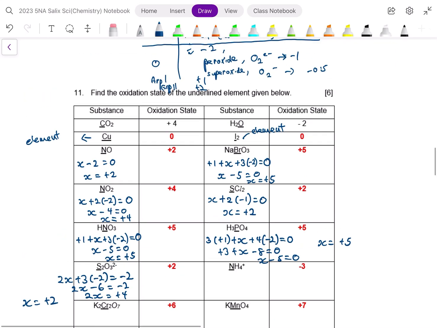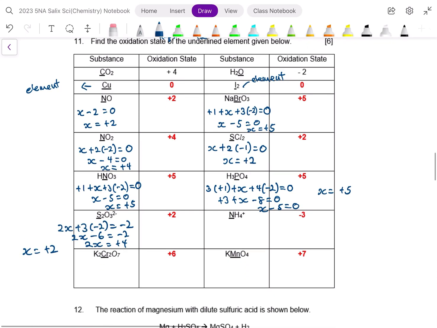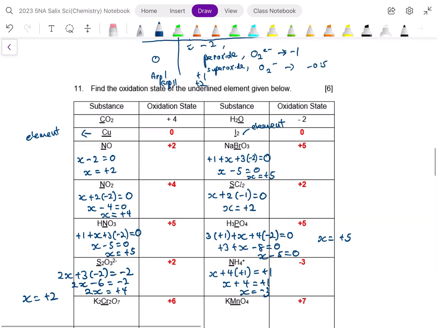Then for the next one, I have x plus 4, each one is +1, and overall equals +1. So x plus 4 equals +1, so x equals -3.